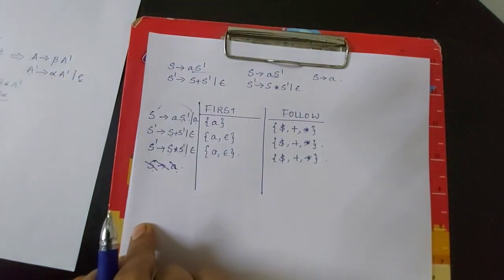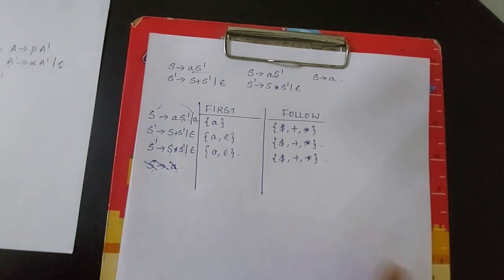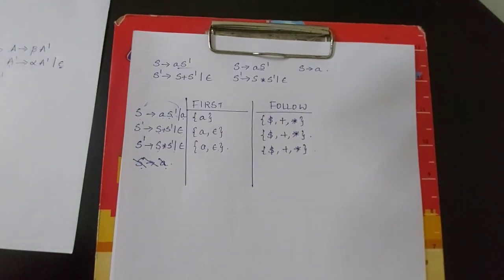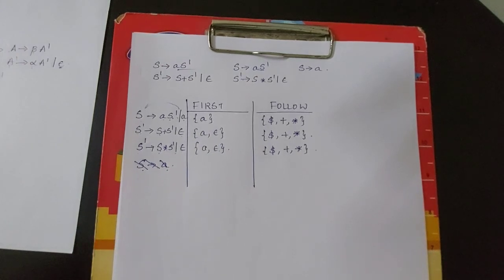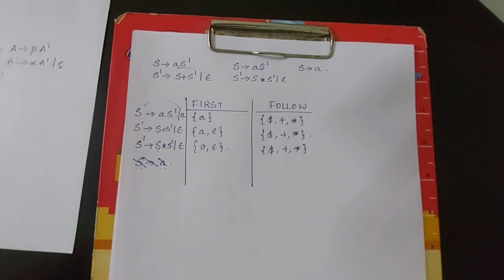So the concept of eliminating ambiguity, left recursive property, and making it left factoring is very much required for writing the first and follow set for the given LL(1) grammar. If the grammar has to be LL(1), then it should always have these 3 properties. Only then we can write the first and follow set. Okay, thanks for watching.